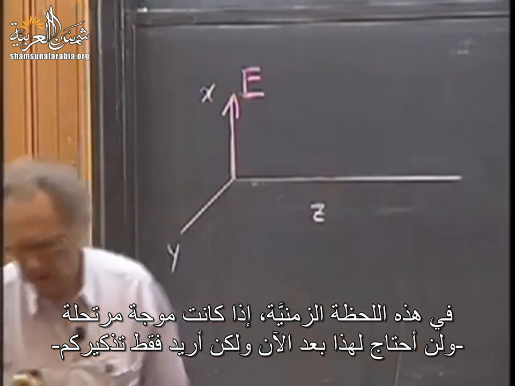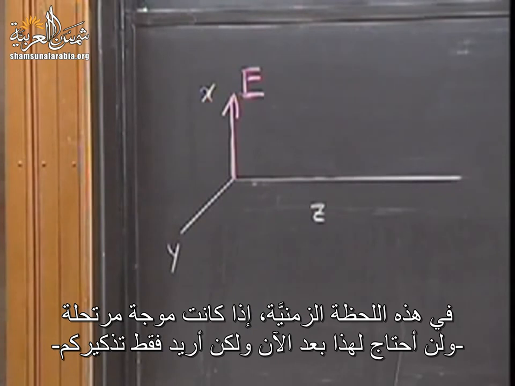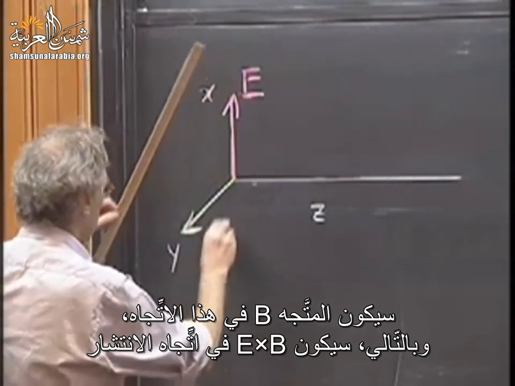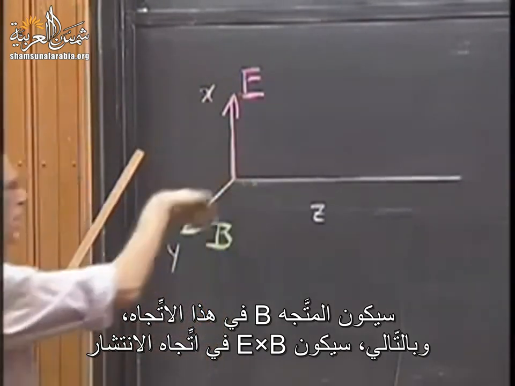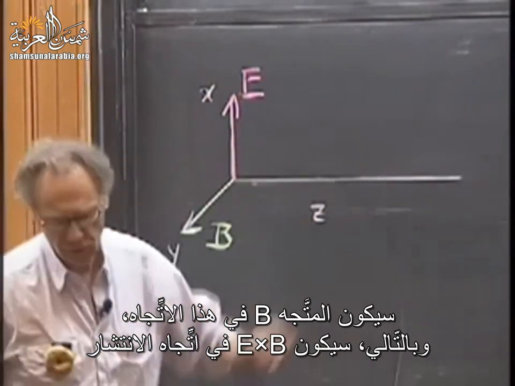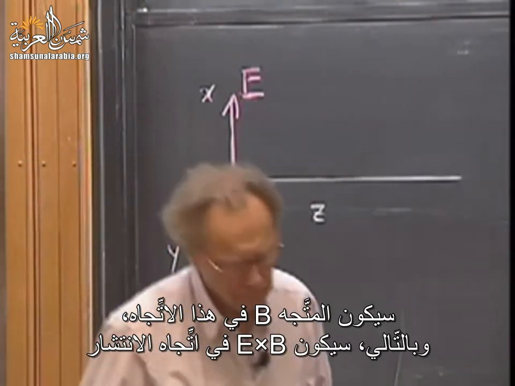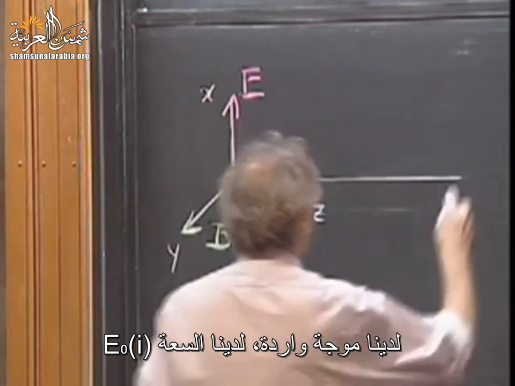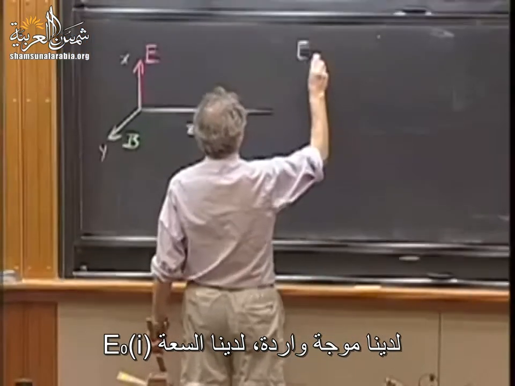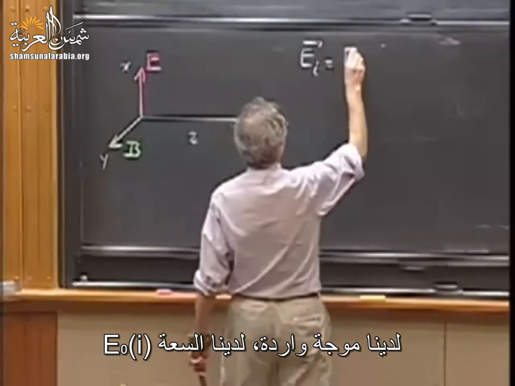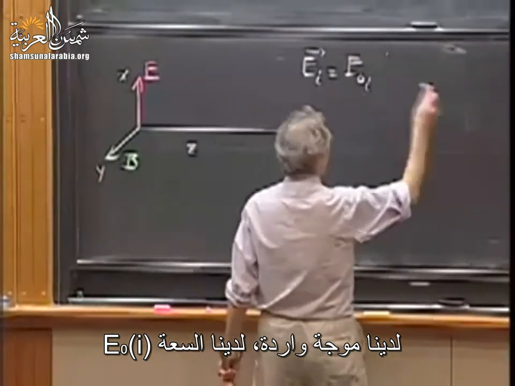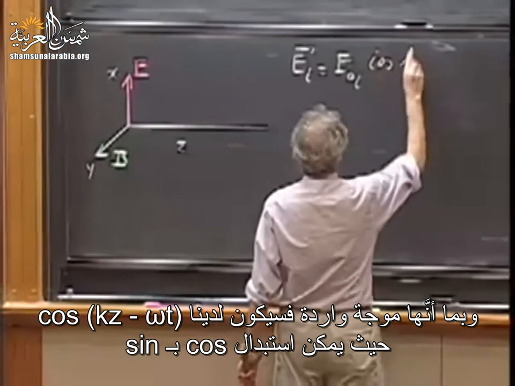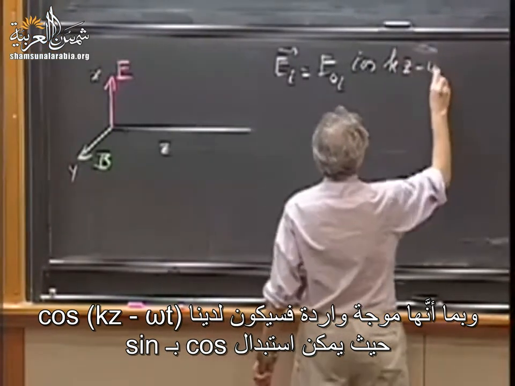So at this very moment in time, if it is a traveling wave, I just want to remind you, the B vector would be in this direction, so that E cross B is in the direction of propagation. So I have an incident wave. So I write down E of I. It has a certain amplitude. And then it is a traveling wave, so I get the cosine, or the sine, if you prefer that, of kz minus omega t.